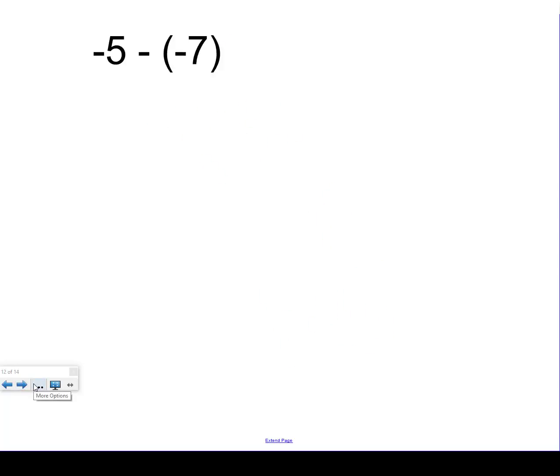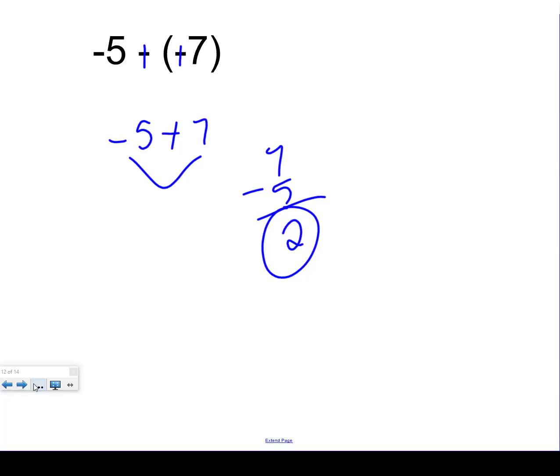All right, it's a subtraction problem. We're going to change the sign, change the sign. This is the first time that the sign becomes a positive 7 rather than a negative, right? All the other ones were negatives when we changed them. So when I rewrite this problem, it's just negative 5 plus 7. Signs are different, so I subtract and take the sign of the bigger number. Well, 7 is bigger, so it's a positive 2 answer.